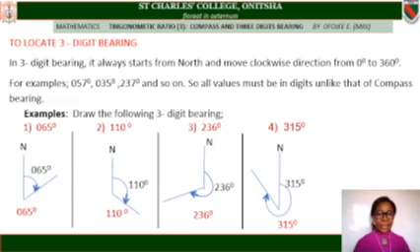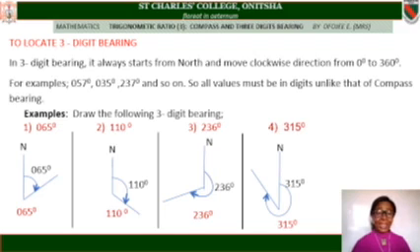To locate 3 digits bearing. Remember, the topic is compass and 3 digits bearing. In 3 digits bearing, it always starts from north and moves clockwise direction from 0 degrees to 360 degrees. Now, I want you to bring the two together. You see that when we are discussing angle, we can't stop at 90 degrees. And that is why this next topic takes us to the completion of that 360 degrees, which is the angle in mathematics. So this 3 digits bearing is controlling from 0 to 360.